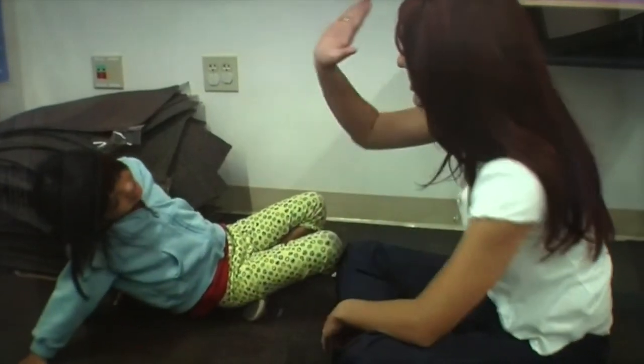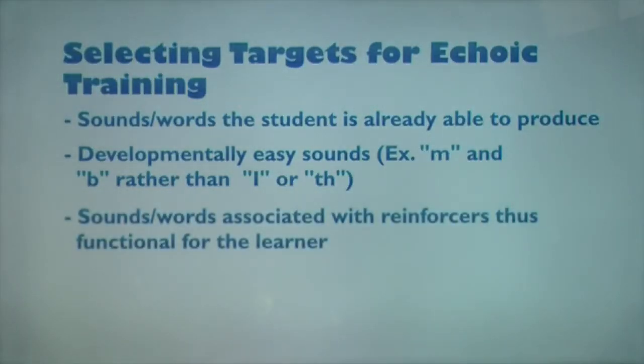Choose sounds or words associated with reinforcers, making them functional for the learner. For example, b for bubbles, ba for ball, or ma for mom, as they can be shaped into mands.